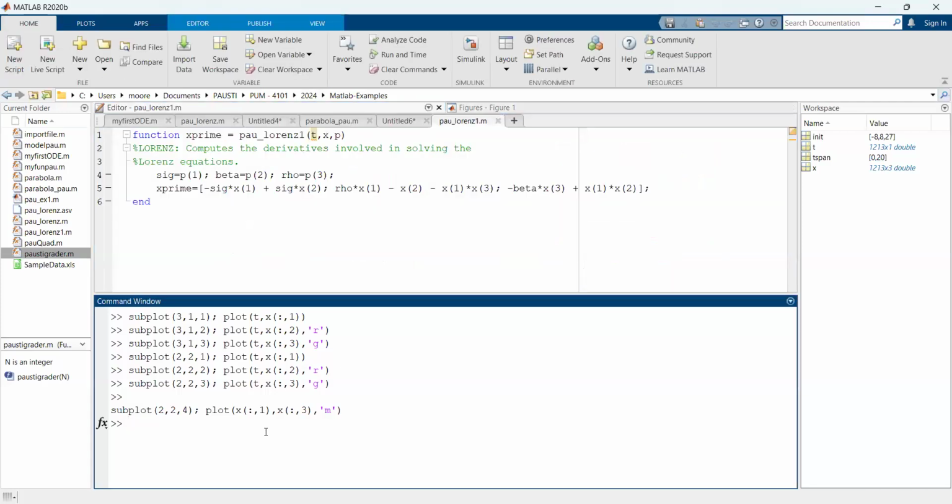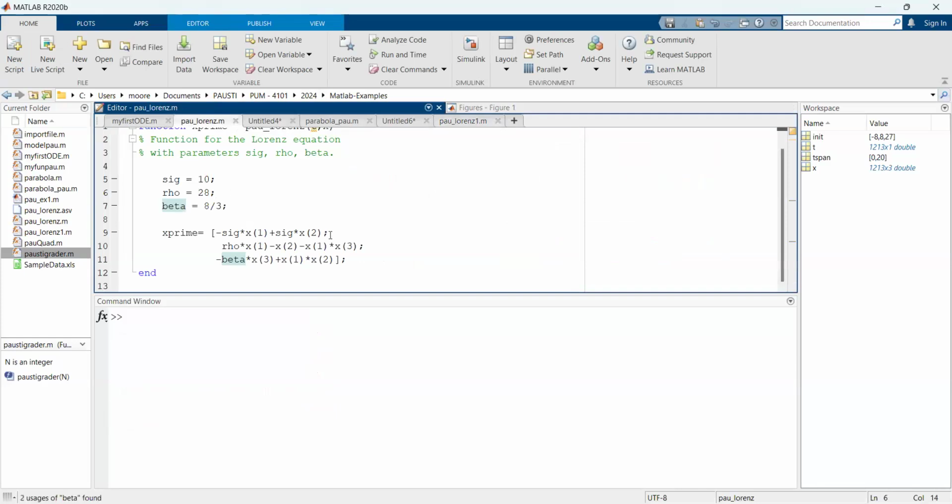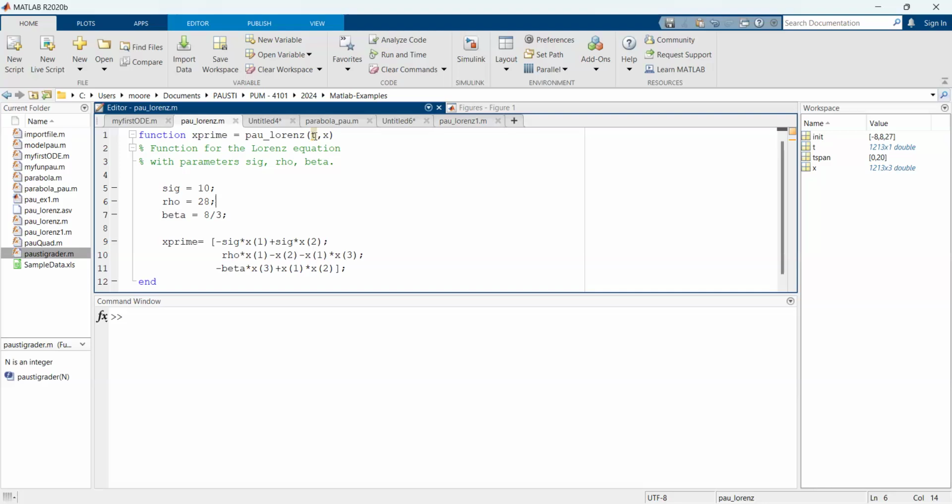Good. So of course, we saw in our power Lorentz function that we wrote here, we wrote power Lorentz, the time, and then the x, and now we have x1, x2, x3. And then we have these parameters, sigma, rho, and beta. So in essence, whenever we want to run new parameters, we need to go back to power Lorentz and change the values for these parameters.